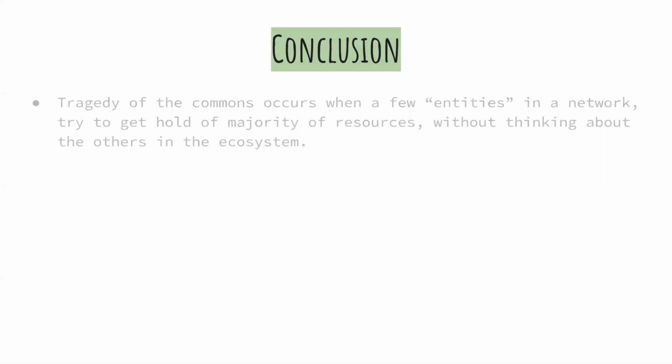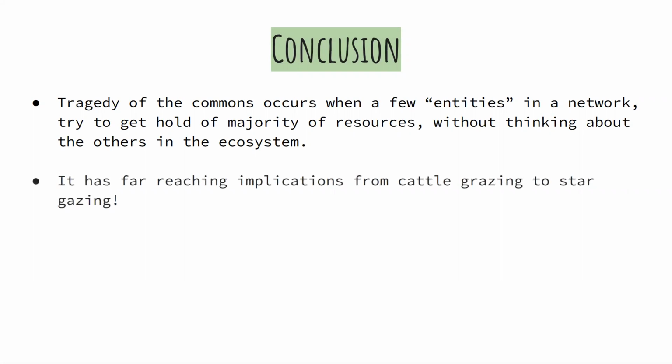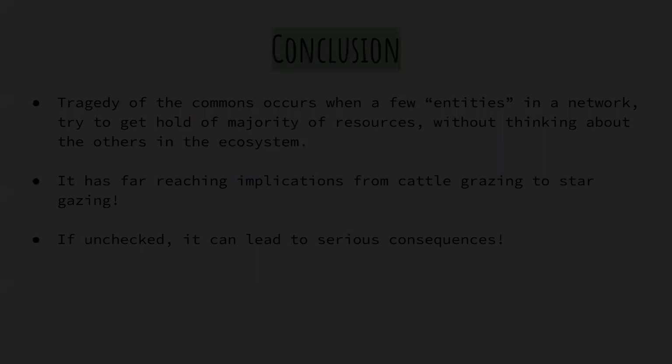So, in conclusion, the tragedy of the commons occurs when a few entities in a network try to get hold of the majority of resources without thinking about others in the ecosystem. They only care about their self-interest and what they get out of a common resource system. Now, it has far-reaching implications, as you saw, from normal cattle grazing to stargazing, where some astronomers are not even able to see what's behind all of these satellites we keep sending out. And if it's unchecked, it can actually lead to serious consequences.